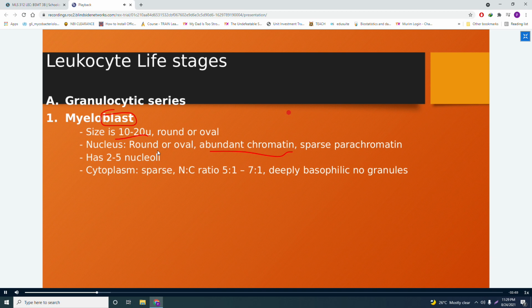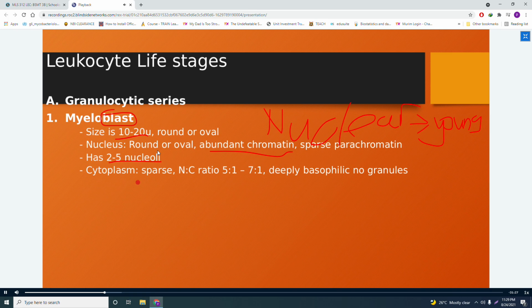Now class, if you recall our discussion yesterday, the criteria on how to know if a cell is young or mature. Remember class, if the cell has many nuclear materials, it means that the cell is young. Bata siya. So in the case of this, class, it even has 2 to 5 nucleoli. Then you also need to take note of the cytoplasm.